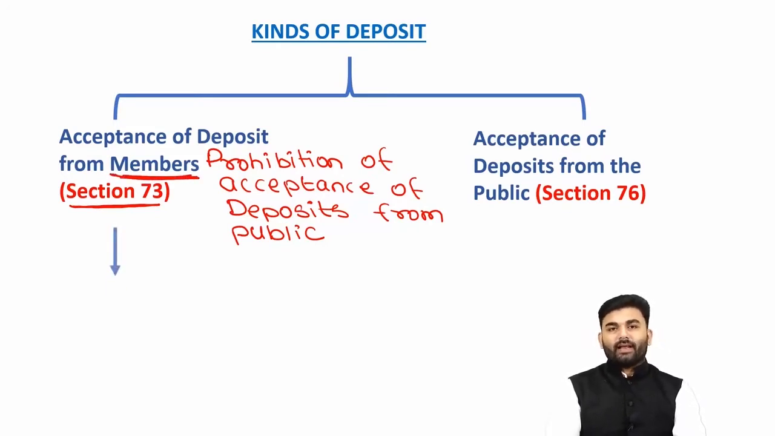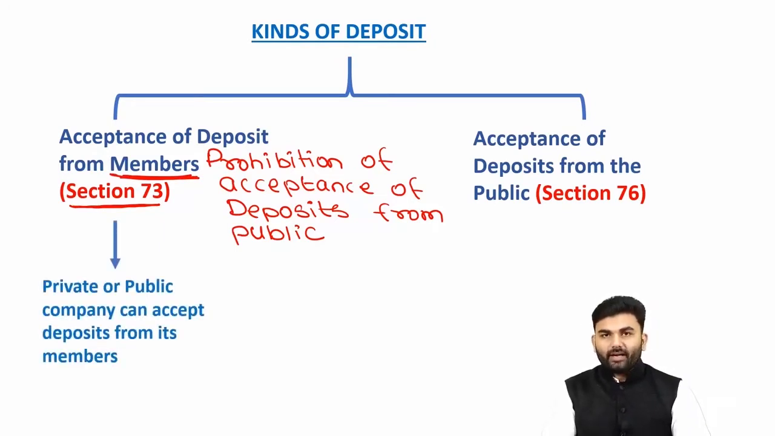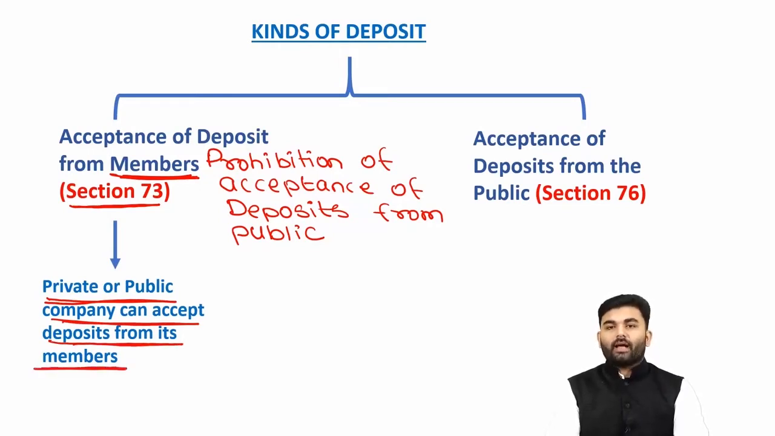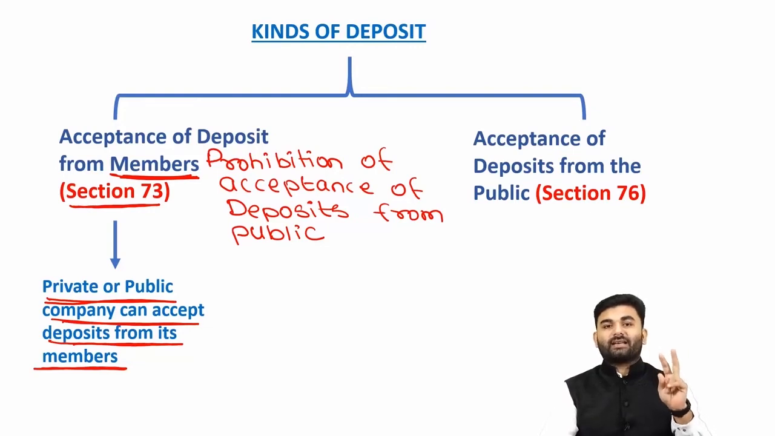Sir, which company can accept deposits from members? The lawmaker says that whether you are a private company or a public company, both are allowed to accept deposits from their own members. If you are accepting deposits from your own members, then your members will have a dual capacity. They will be considered as a member, and being a deposit holder, they will also be considered as a creditor of the company.